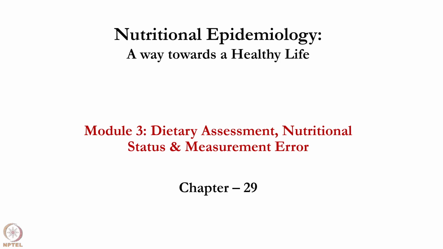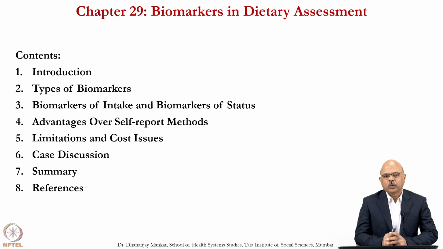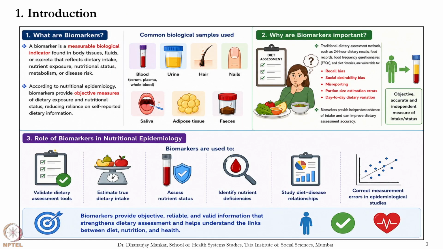For Module 3, Dietary Assessment, Nutritional Status and Measurement Error, Chapter 29, we will be studying biomarkers in dietary assessment. So what are biomarkers? The types of biomarkers, biomarkers of intake and biomarkers of status, advantages over self-report methods, limitations and cost issues, and case discussion for the biomarkers.